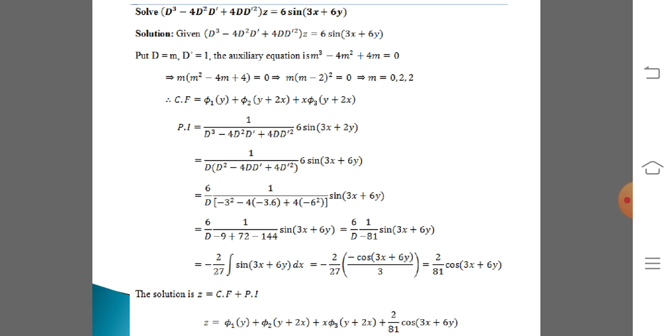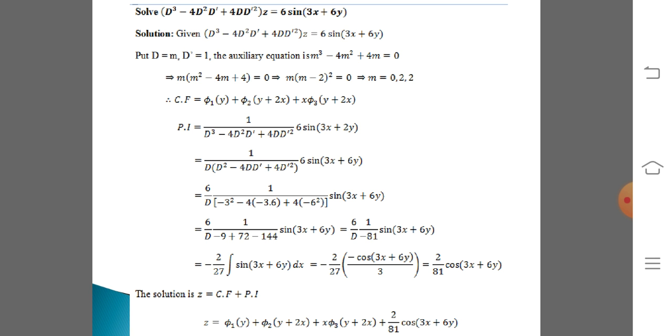Let us take up another problem. Solve d cube minus 4d square d dash plus 4d d dash square of z equal to 6 into sine of 3x plus 6y. Okay. So, to get the auxiliary equation, let us take d equal to m and d dash equal to 1. We have m cube minus 4m square plus 4m equal to 0 to be the auxiliary equation.